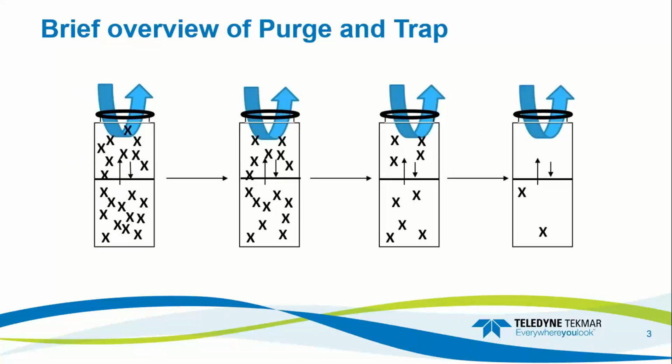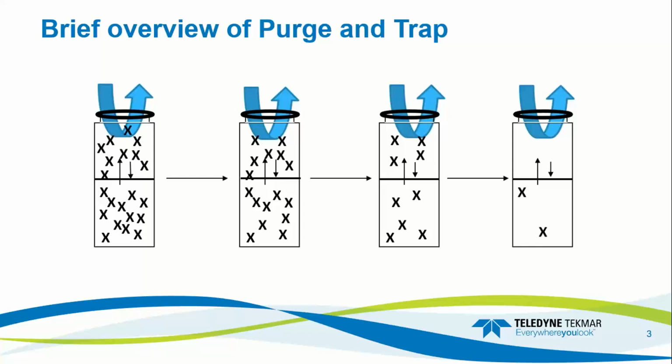Now let's get into how purge and trap works. The theory of purging and sweeping the sample with an inert gas is called dynamic headspace theory. Sounds simple, but it's a very complex process. Purging a sample to extract analytes is a gas extraction. In purging a sample, the system is no longer at an equilibrium.